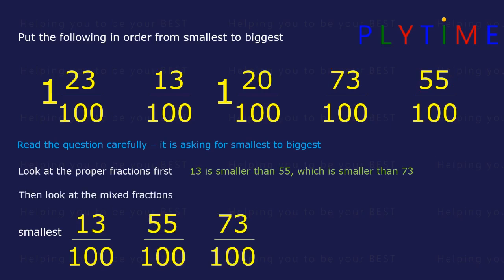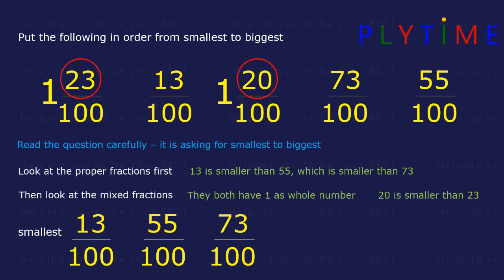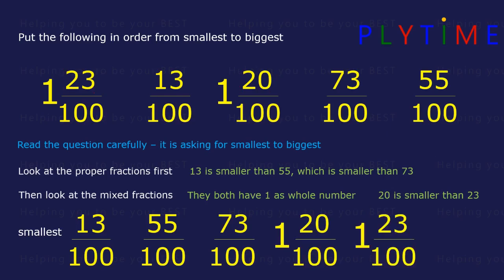Now look at the mixed fractions. They both have the same whole number, so we just look at the numerator. 20 is smaller than 23, so the next smallest is 1 20/100, and the biggest is 1 23/100.